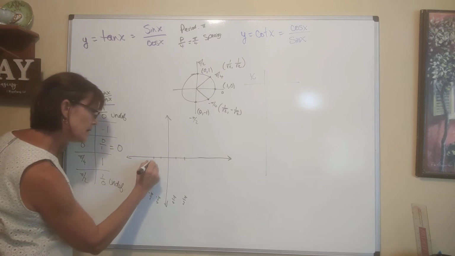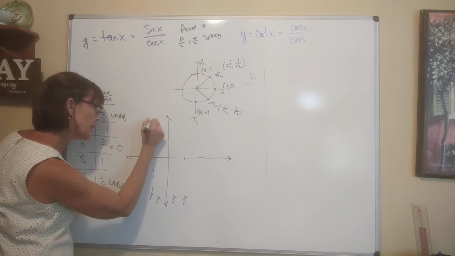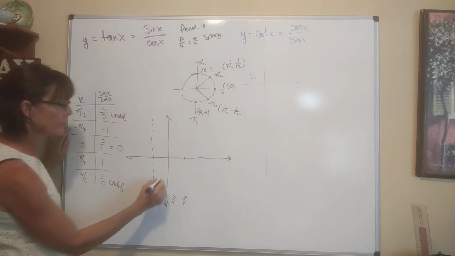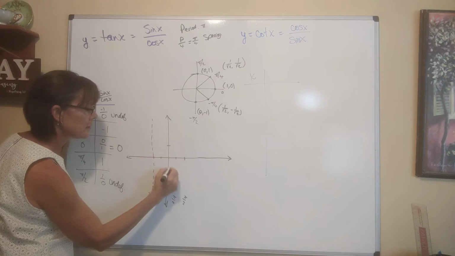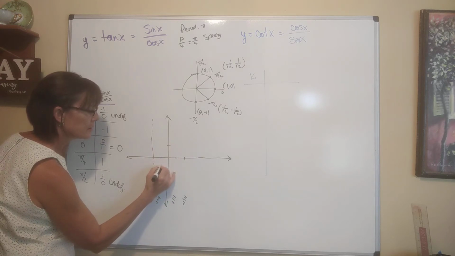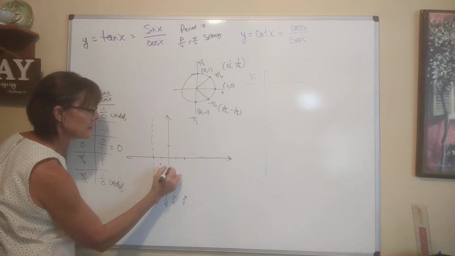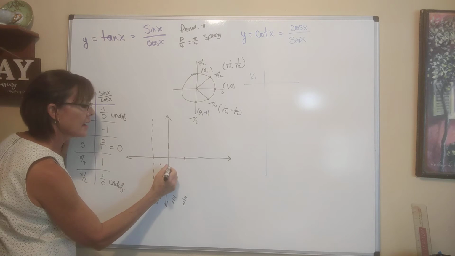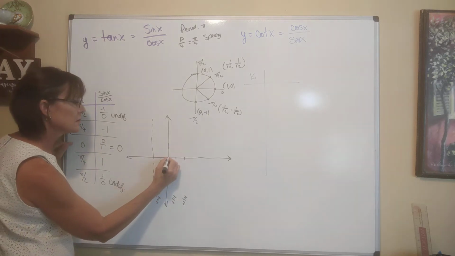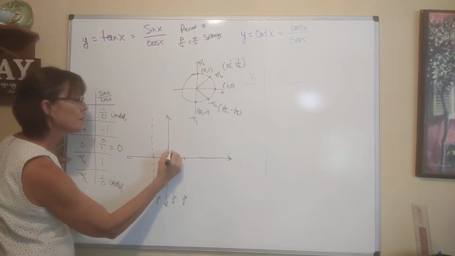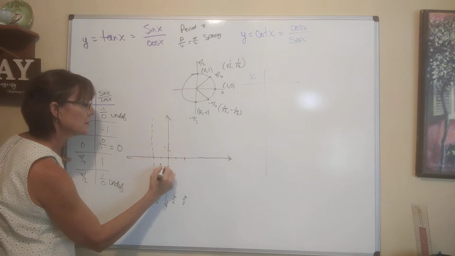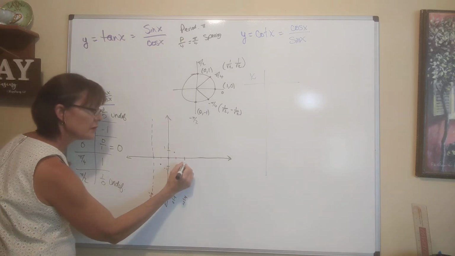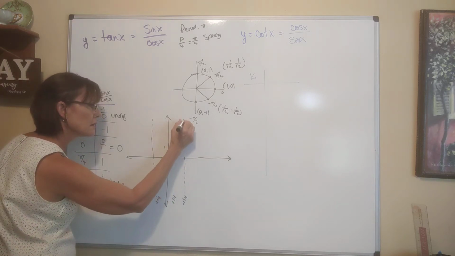So what happens here? Oh, it's undefined. This is a vertical asymptote at negative pi over 2. At negative pi over 4, it's got a value of negative 1. So it's down here, negative 1. That's what it's supposed to be. I put that too low. And then at 0, it's at 0, 0. And then at pi over 4, I'm up here at 1. So this is 1 and this is negative 1. And then at pi over 2, it's also undefined. So this goes like this.